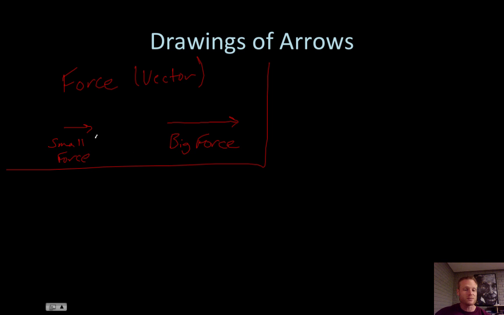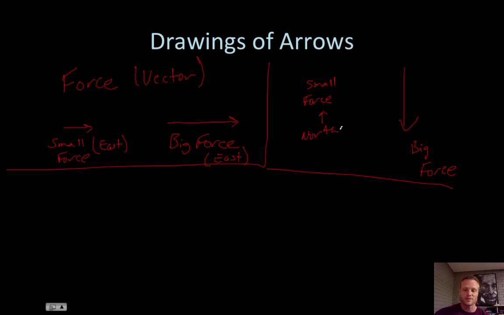You also could put a directional piece here. If we're saying north is up, south is down, east is right, and west is left, we could say both of these forces are pushing to the east. Another example: let's say I change a direction on you. Let's say I have an arrow pointing here, and let's say I have an arrow pointing here. Once again, you could say that this is a small force, because it's a tiny arrow, and this is a big force. And we could even say the direction, because it is a vector, so we could say that this force is pushing north, and this force is pushing south.